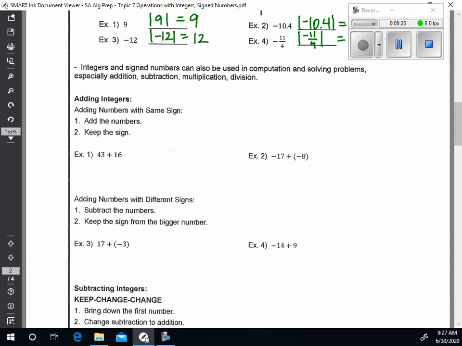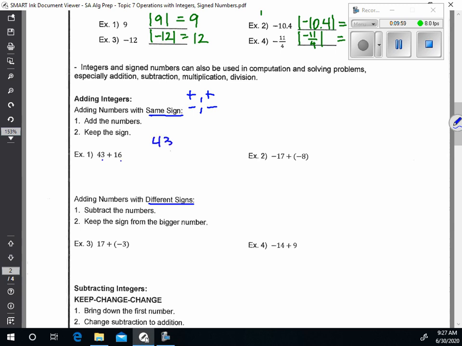Adding integers depends on whether you have the same sign or if you have different signs. Same signs, different signs. So if you are adding numbers with the same sign, that means 2 positives or 2 negatives. Add the numbers up, keep the sign. So add them up the way you normally would, keep the sign that it originally had.